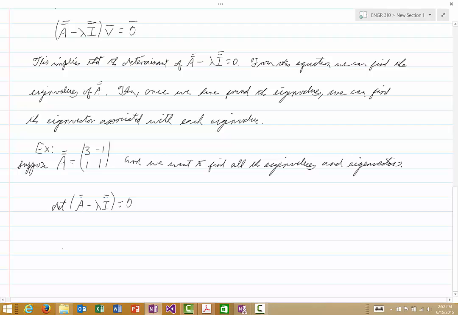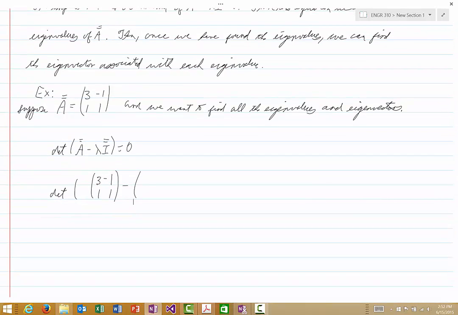Now, this gives us 3 minus lambda. Actually, maybe I should show that intermediate step. So the determinant of 3, -1, 1, 1, minus lambda times I, which is 1, 0, 0, 1. You won't need to do this intermediate step every time, but maybe this first time it's worthwhile. We want to set the determinant of that matrix equal to 0.